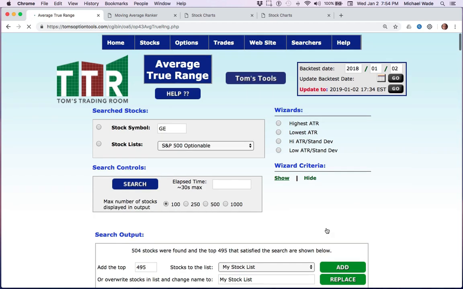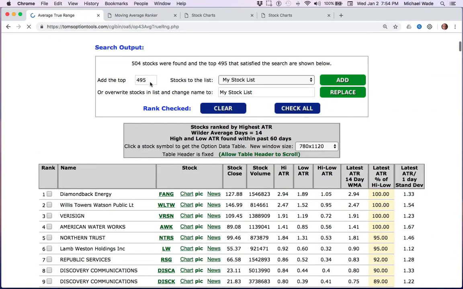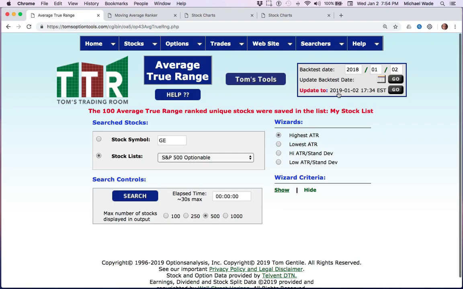All right, and you'll see here that a bunch of them came up. You can see them listed. You can see the actual latest range, etc. And all I want to do is take the top 100. You can do top 50 if you want to go after the best of the best. I'm going to take the top 100 and replace them into my stock list by clicking replace, and I'm going to use that list to go find those that are running or having a 10/30 cross.